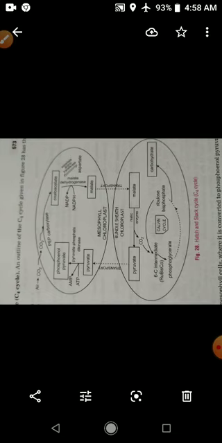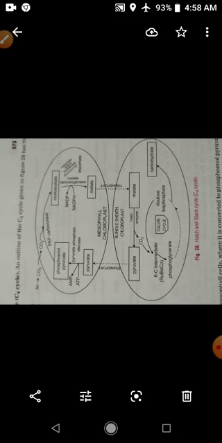Children, you studied the C3 cycle. In the C3 cycle, you have studied that the first stable product is phosphoglyceric acid, and this phosphoglyceric acid is a 3 carbon compound. Therefore, that is called the C3 cycle.